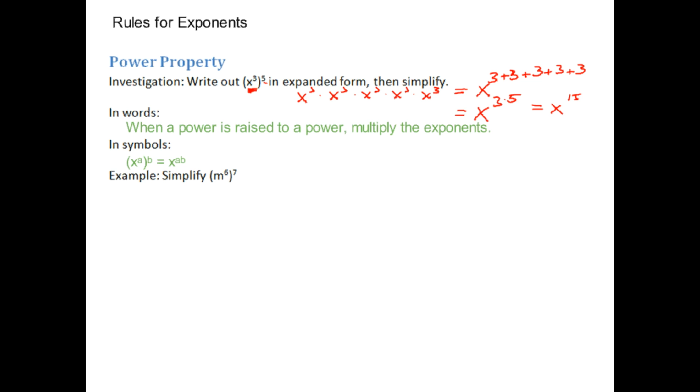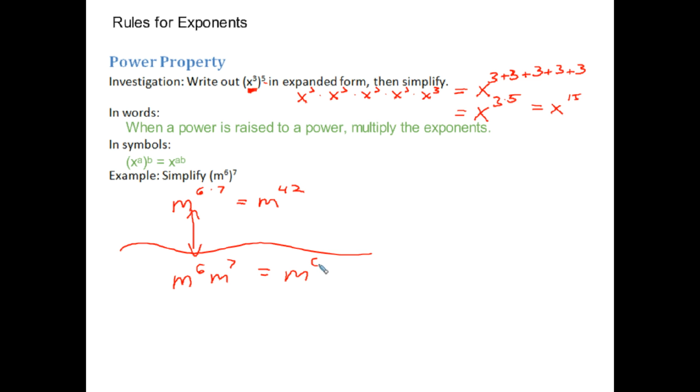And so we're going to show this in an example here. Simplify m to the 6th raised to the 7th power. Well, that fits this form that we've been talking about. So we have m to the 6th times 7, which is m to the 42nd. So when it's a power raised to a power, you can multiply. Notice the difference from the last rule. The last one we talked about, the product property, would have been m to the 6th times m to the 7th. See the difference between these two: here you would just add the exponents. 6 plus 7 is 13.